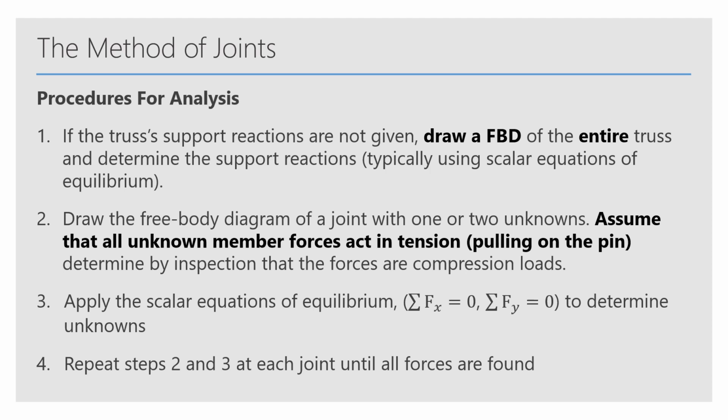For analysis with the method of joints, first draw a free body diagram of the entire truss and determine the support reactions. When you're drawing the free body diagram of a joint with one or two unknowns, assume that all the unknown members are acting in tension, which is pulling on the pin. But you can determine by inspection that the forces are compression loads if they're being compressed. So always assume tension, but if you can tell that it's being compressed, then you can label it as a compression force.